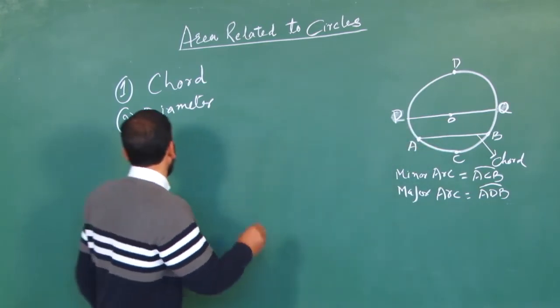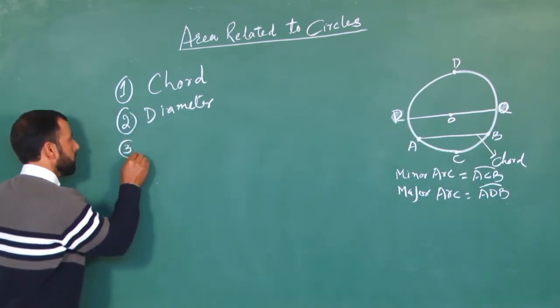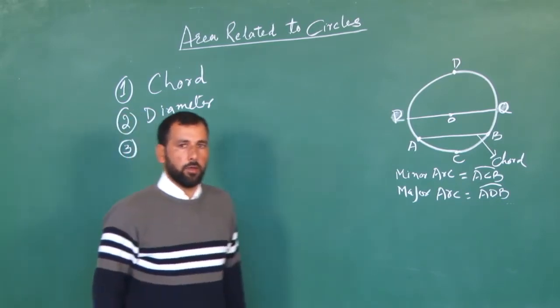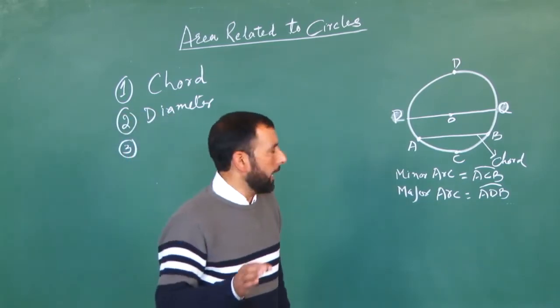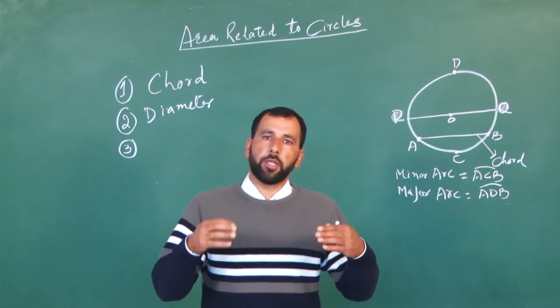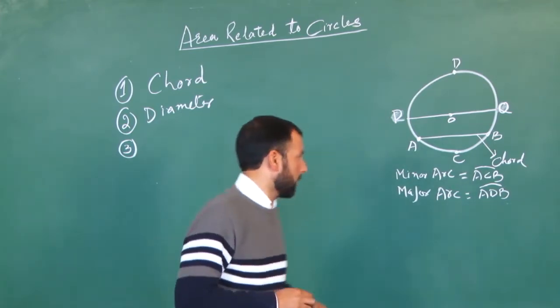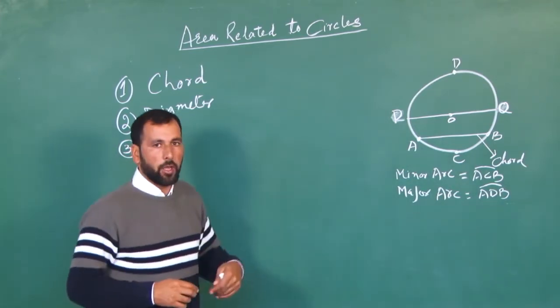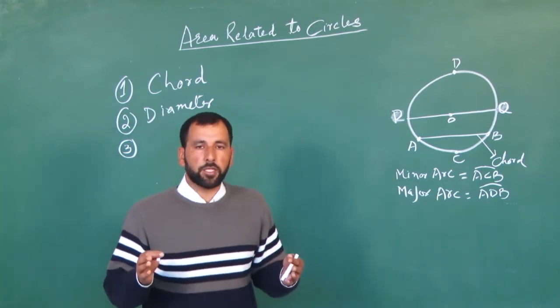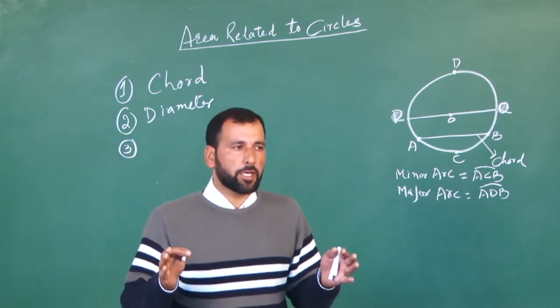Now the third one is the central angle. What is the central angle? An angle subtended by an arc, either a minor arc or a major arc, at the center is said to be the central angle.